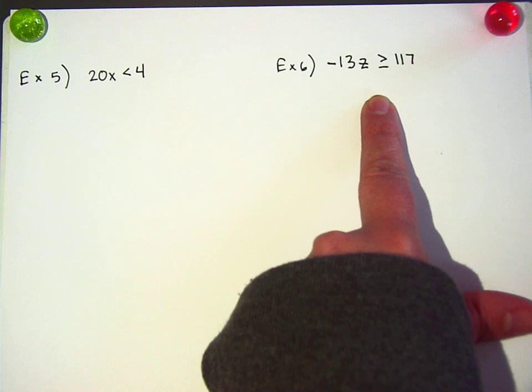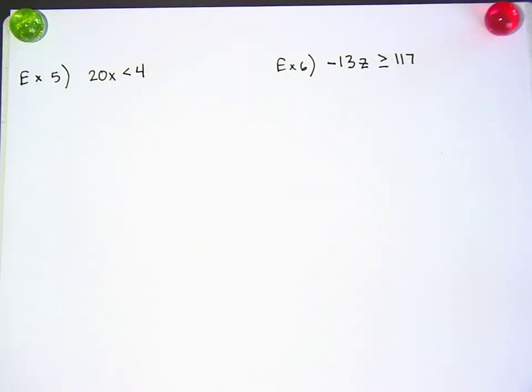All right, example 6. The answer is z is less than or equal to -9. Because when you divide by a negative number, you got to flip that sign, so it had to be flipped. That would have been a closed circle on -9, arrow going to the left. So if you need to fix your work, fix it, and then decide if you'd like to come up here with your partner, please.